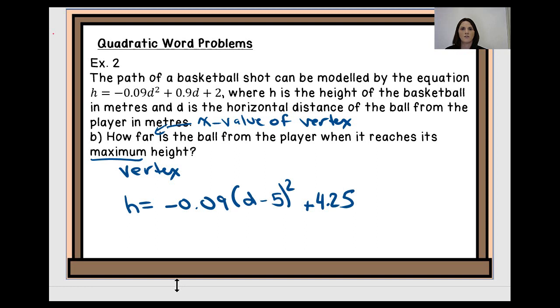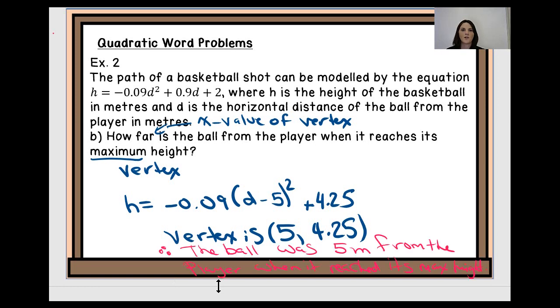So just rewriting our vertex form of the equation, h is equal to negative 0.09 times d subtract 5 squared plus 4.25. So remember the vertex is positive 5, comma, 4.25. So if we're looking for the x value of the vertex, the answer is 5. So the ball was 5 meters from the player when it reached its maximum height. Okay, let's go ahead and look at part C.